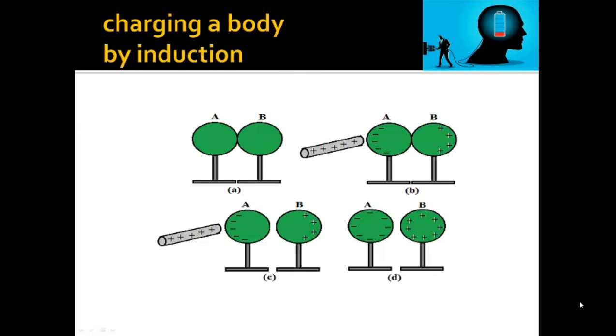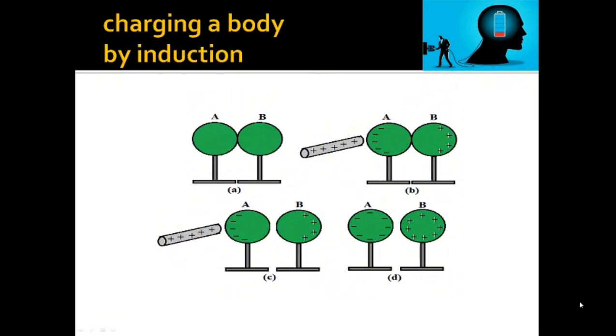Okay, for example, let's look at this diagram so that I don't bore you with long talk. The two diagrams A and B at this point are neutral. You can see it yourself. Now, a rod that is positively charged is brought close to two of them.